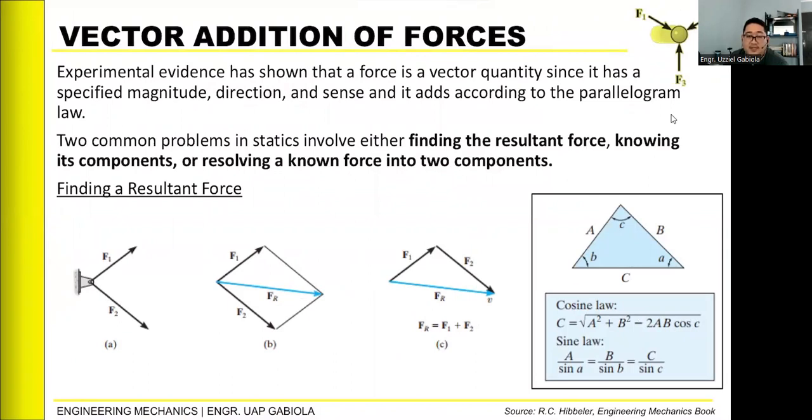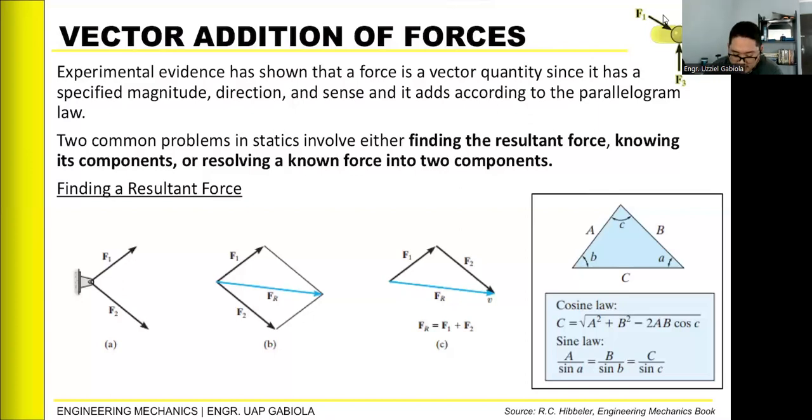So, experimental evidence has shown that a force is a vector quantity since it has a specified magnitude, direction, and sense, no? And it adds according to the parallelogram law. Two common problems in statics involve either finding the resultant force, which is the addition of forces, or finding the components, where we resolve our force into two components. Later, we'll discuss that. But let us first talk about finding the resultant force.